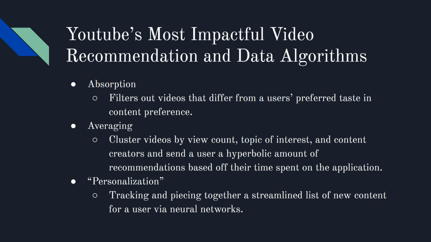By then the algorithm will understand that you have a certain type of topic or entertainment that you like to watch, and it'll recommend just that. And then the most interesting, in my opinion, is the personalization algorithm, which is from the averaging algorithm. They're able to narrow down what you watch even further and track the content or channels that you specifically watch. And then they construct a streamlined list in your recommended tab of new content via neural networks and deep learning, figuring out what you watch.